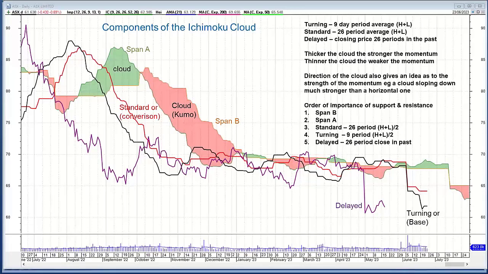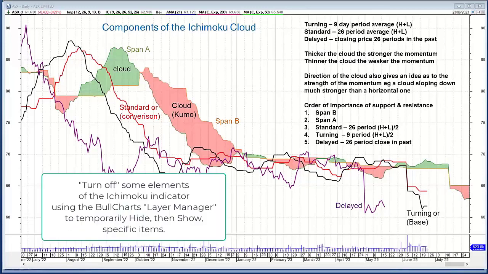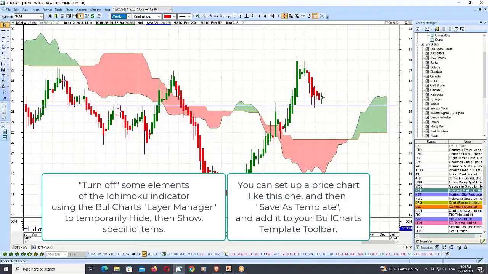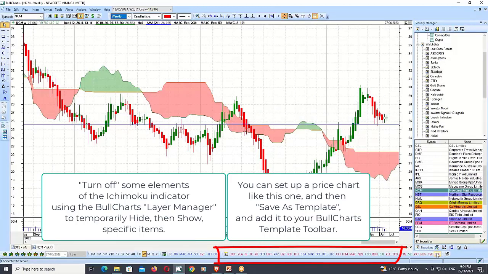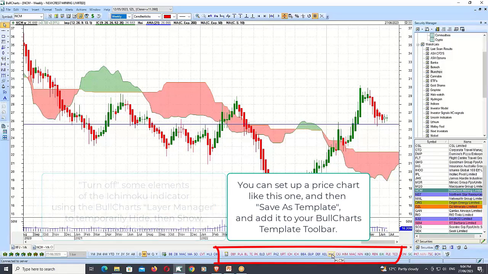And in case anyone missed it, one of the things that both Paul and Alec just mentioned was the ability to use the layer manager in Bullcharts to turn off some of the elements and maybe end up with just the cloud and the price, the candles, and then to save that as a Bullcharts template and add it to your template toolbar. That makes it so much easier to simply apply a simple chart like what we're looking at now, apply that to a stock just by clicking on the template toolbar button for the Ichimoku that you might have added across the bottom there.